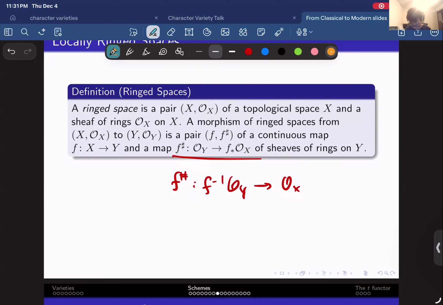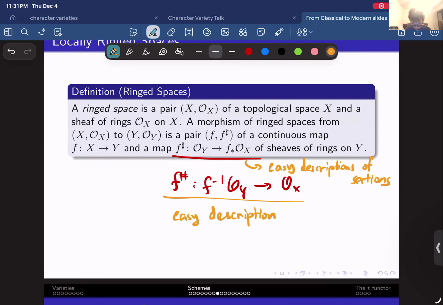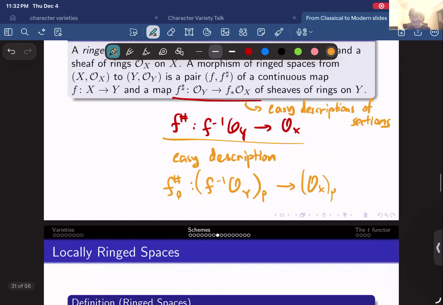This one has the advantage of easy descriptions of sections, while this one has the easy description when you look at this map, the induced map of stalks. You have to do a couple of exercises to absorb this, so I wouldn't do it in the short period of the talk.